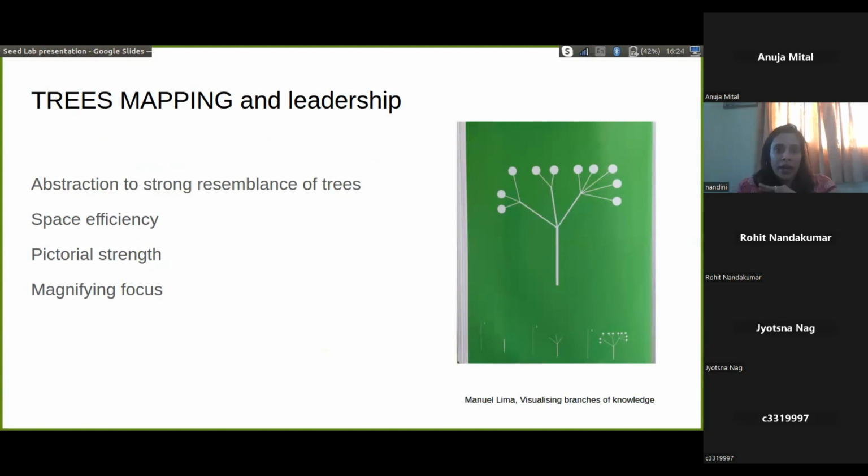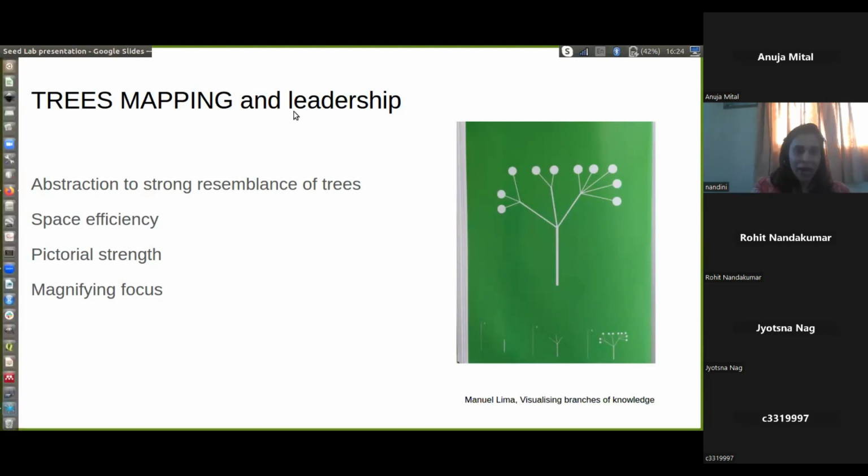Another way of looking at leadership is to maybe look at leadership through the eyes of trees and tree mapping. So this book by Manuel Lima, which visualizes branches of knowledge, is a very beautiful book among many other things. And the book takes you through different ways in which you can just map the world. And I will present some examples later.